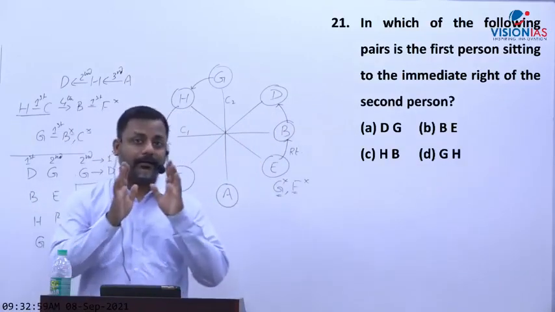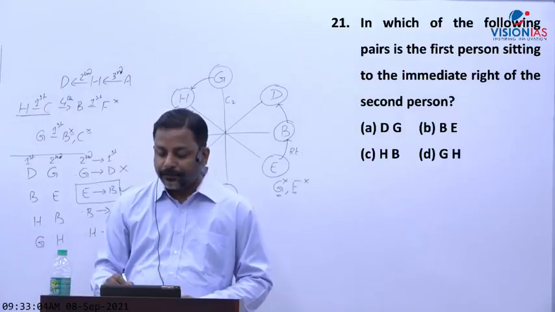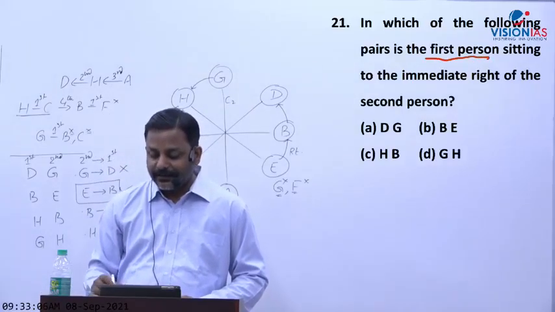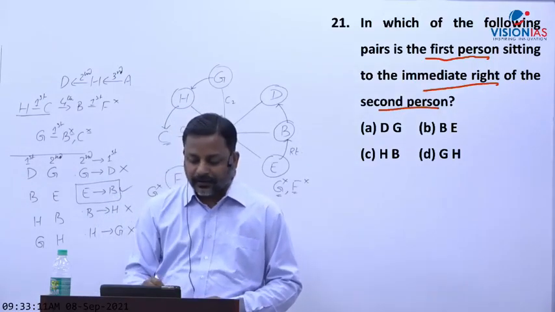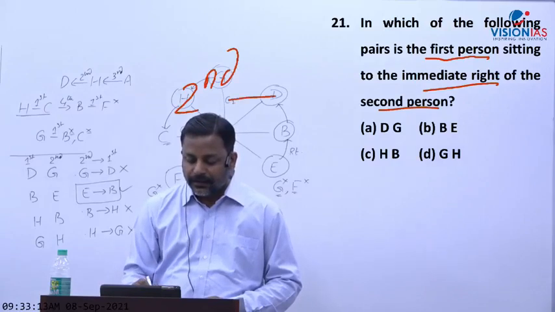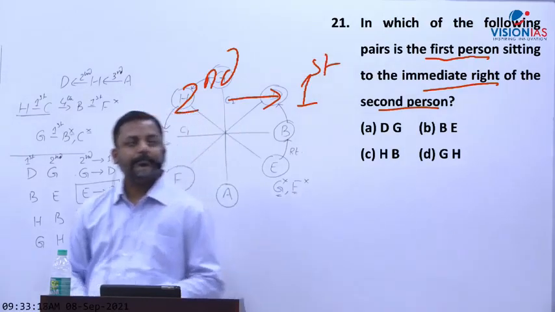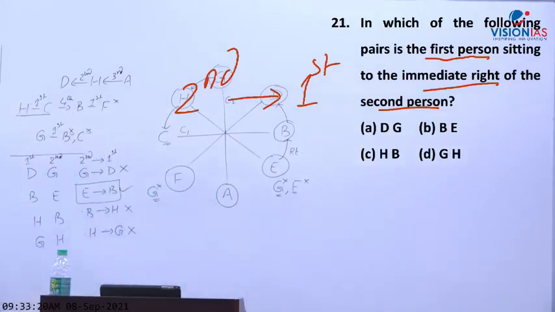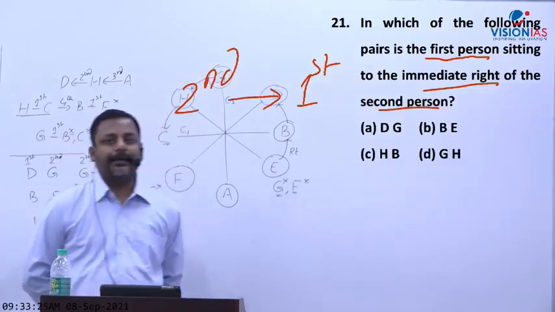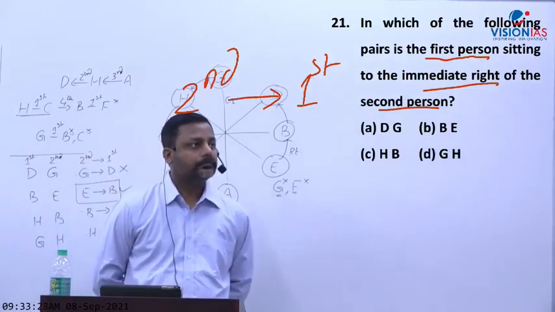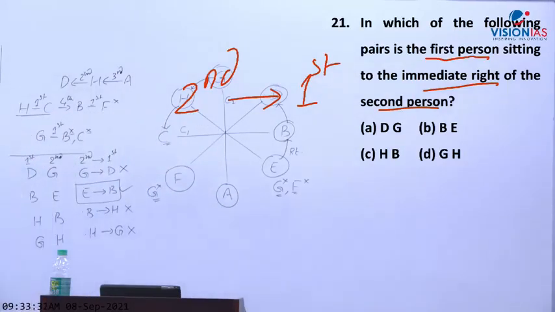Try to understand the question first. What is the question asking? The question is asking, the first person is sitting on the immediate right of the second person. So on the immediate right of the second person, the first person should be there. Are you all getting my point or not? Because most of you have answered incorrectly.